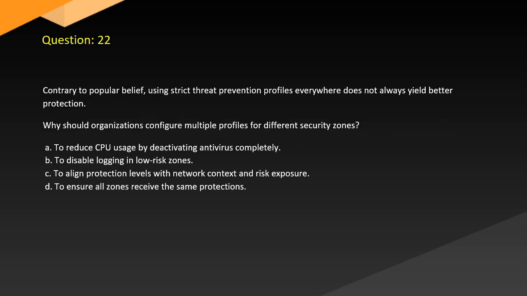Question 22. Contrary to popular belief, using strict threat prevention profiles everywhere does not always yield better protection. Why should organizations configure multiple profiles for different security zones? A. To reduce CPU usage by deactivating antivirus completely. B. To disable logging in low-risk zones. C. To align protection levels with network context and risk exposure. D. To ensure all zones receive the same protections.